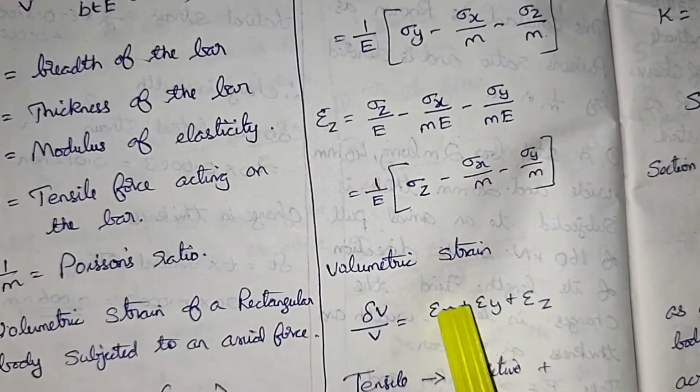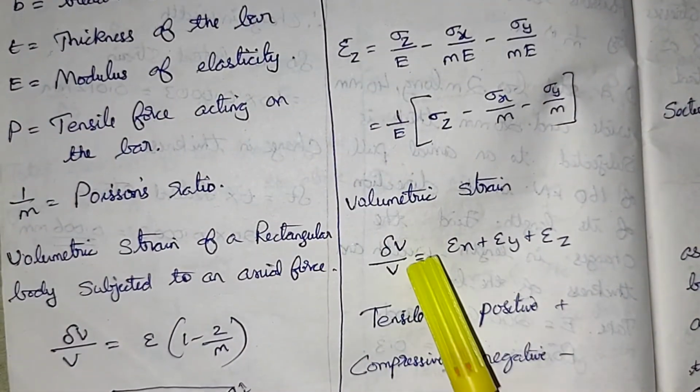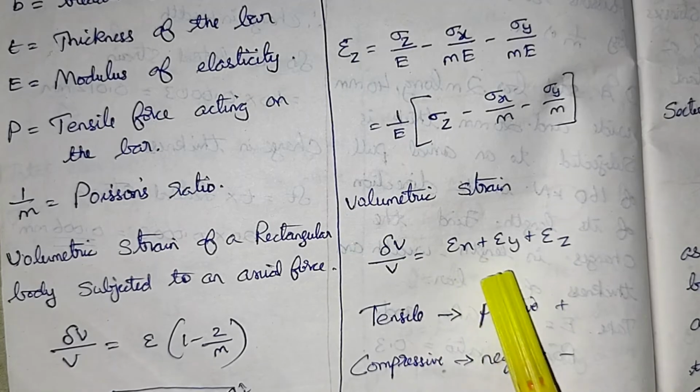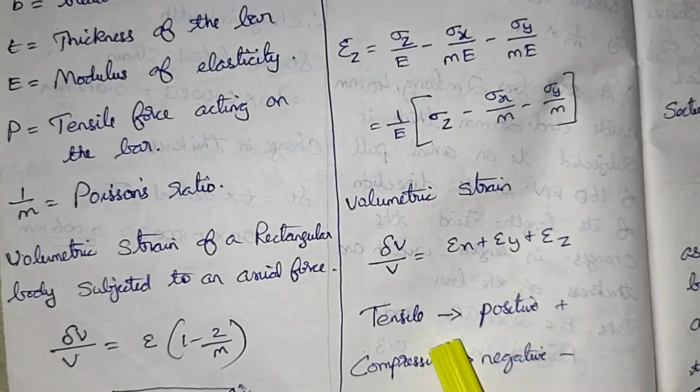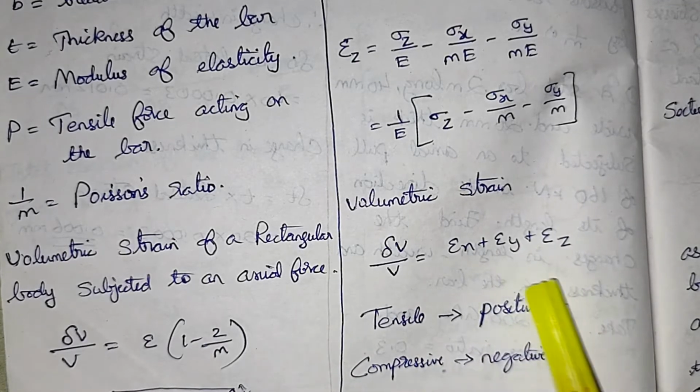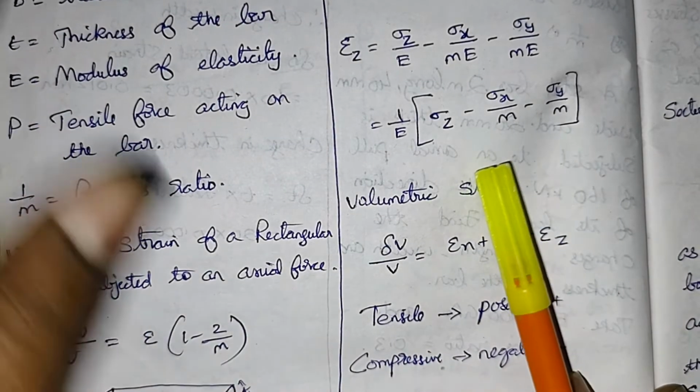So volumetric strain delta V by V is equal to epsilon X plus epsilon Y plus epsilon Z. Tensile is positive, compressive means negative. Both these points you have to remember.